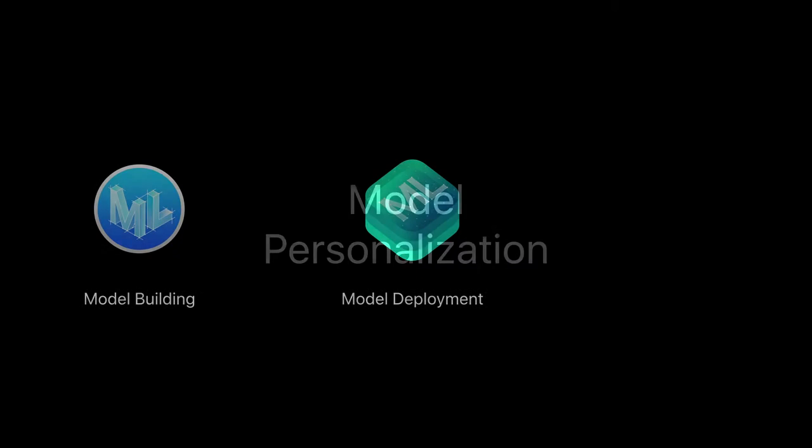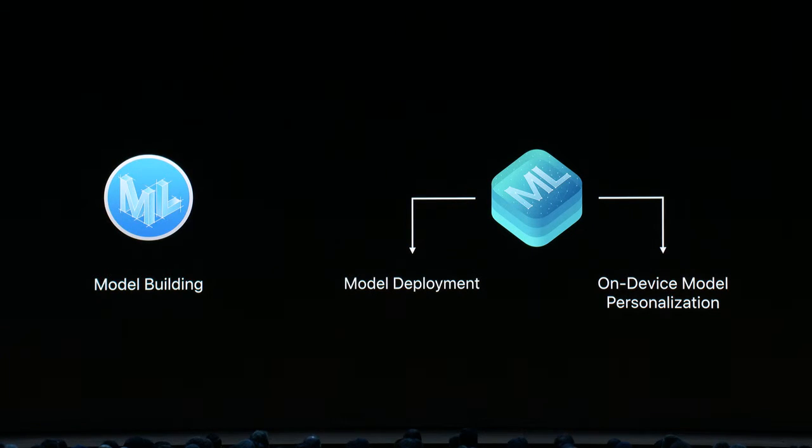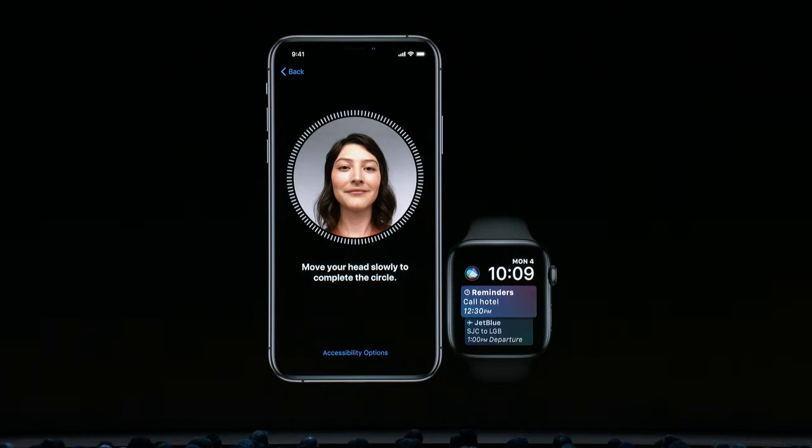Now a big feature, model personalization. So let me explain what it is. Up till now, you have used Create ML to build the models and Core ML to deploy the models. But new in Core ML 3 is on-device model personalization. You can fine-tune the model on the device. And we use this kind of technology in Face ID and Siri Watch Face.